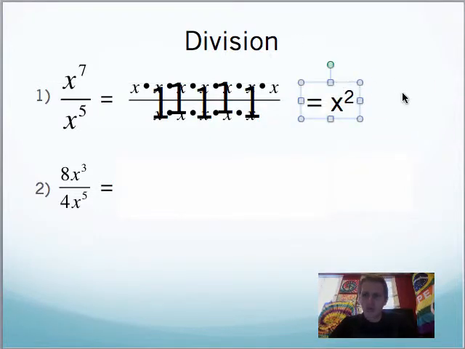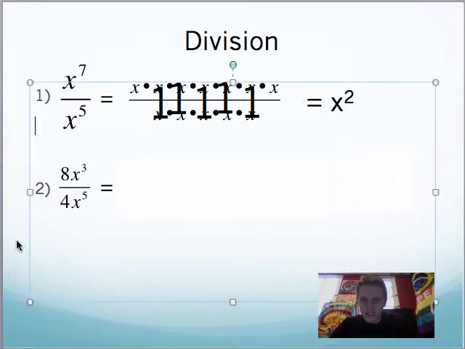If you remember laws of exponents, when you're dividing powers with the same base, the base is x, all you have to do is subtract the exponents. So 7 minus 5 gives us our exponent of 2 right here.